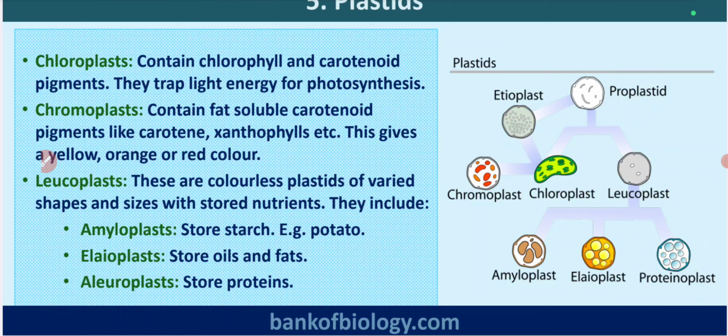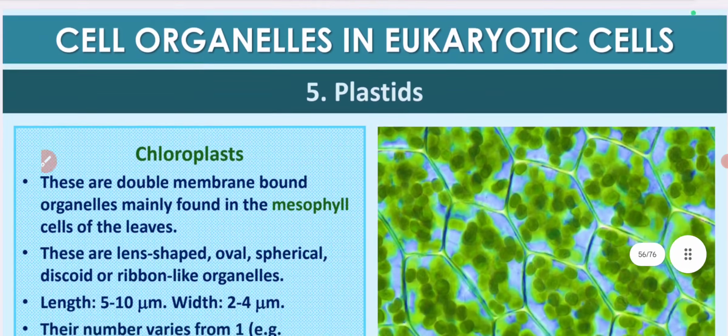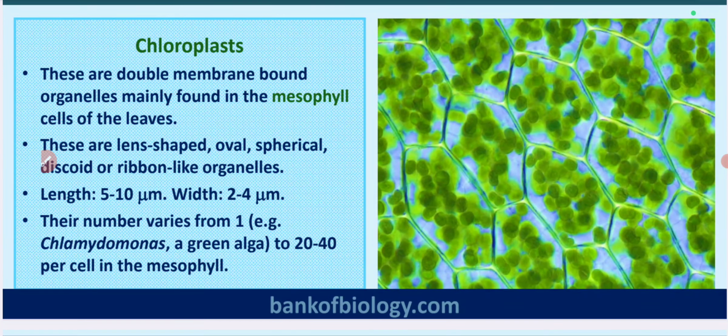Leucoplast, these are colorless plastids of varied shape and sizes with stored nutrient. They include amyloplast, which store the starch, example potato; elaioplast, which stores oil and fat; aleuroplast, which store proteins. You can see the diagrams. Chloroplast. These are double membrane bound organelles mainly found in the mesophyll cells of the leaves. They are lens shaped, oval, spherical, discoid or ribbon like organelles. Length is 5 to 10 micrometer and width is 2 to 4 micrometer.